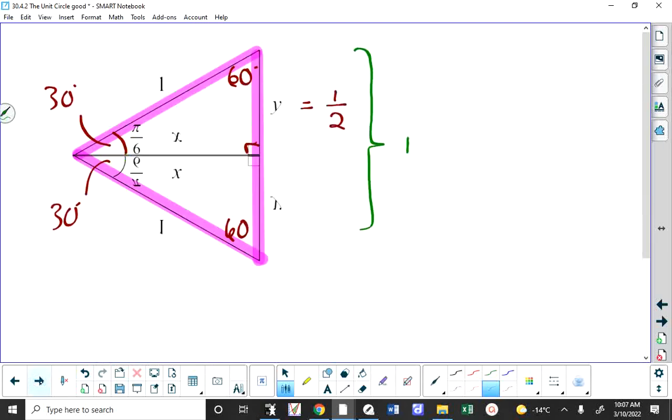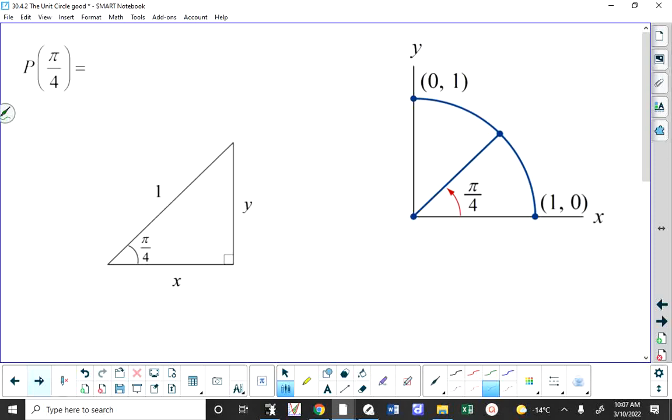Let's take a look at the next situation. What is P of pi over 4? Well, you know this already. How many of you know what the ordered pair is here? Okay. Let's do it, though. If this is a pi over 4 angle in the triangle, which is 45 degrees, sometimes it is easier to think in terms of degrees. Then since this is 90, the two small angles have to add up to give 90, to give us 180 in total, which means this angle is 45 degrees.